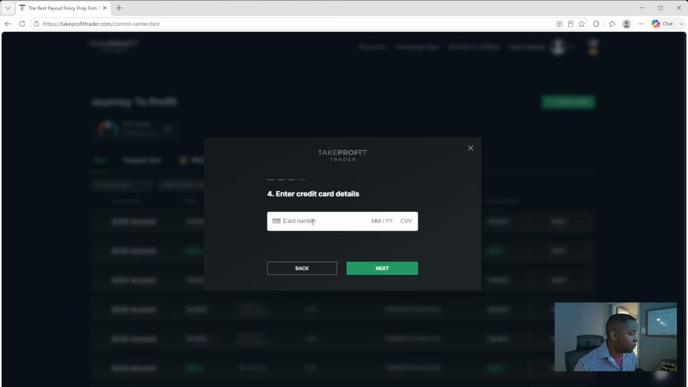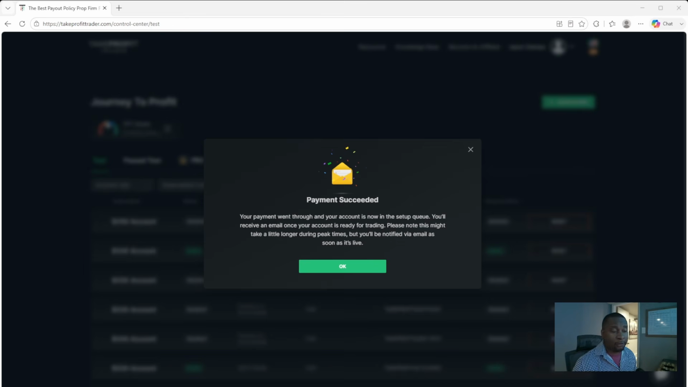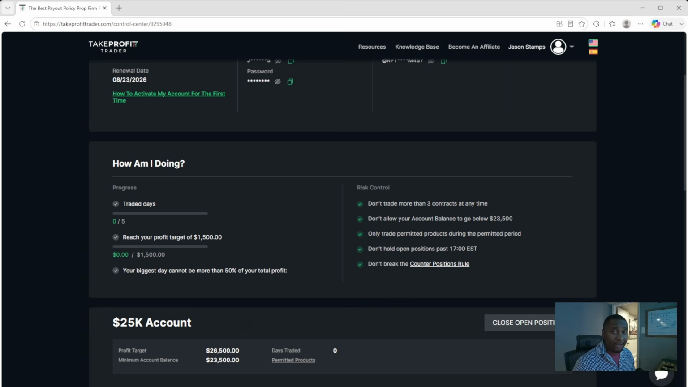Then enter your card number. After you have entered your card details, you will get a payment succeeded message, which actually activates your account. After you have activated your account and paid the fees, you will click on the line item that shows your account, and it will open up your window here. Your username and password will be in this section right here. And you would go to Tradovate to access your account.